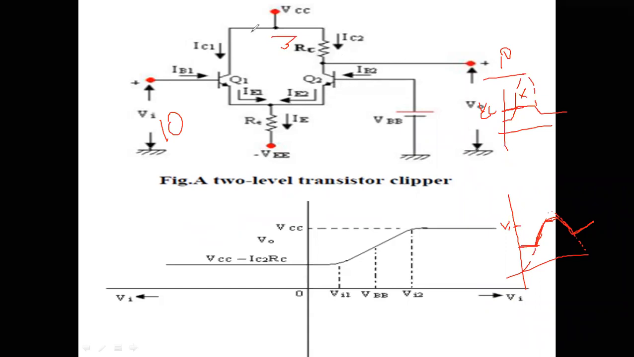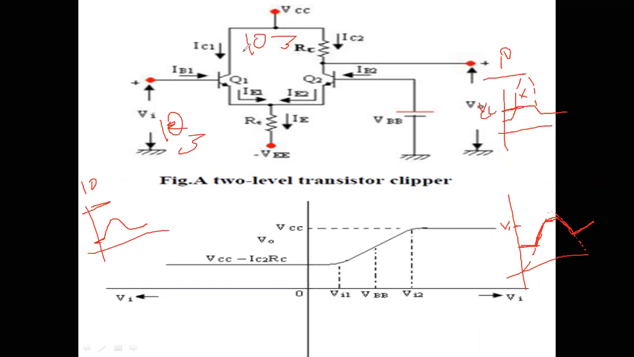Suppose in reverse we assume this is 10 volts and this is your 3 volts. That means you won't get any clipping portion. VCC is your 10 volts, but input voltage is only 3 volts. It starts from cut-in and reaches 3 volts and again decreases. There won't be any clipping in our input voltage. Definitely your VCC should be less than your input voltage. Then only you will get a clipping portion. Therefore you should not get this doubt.